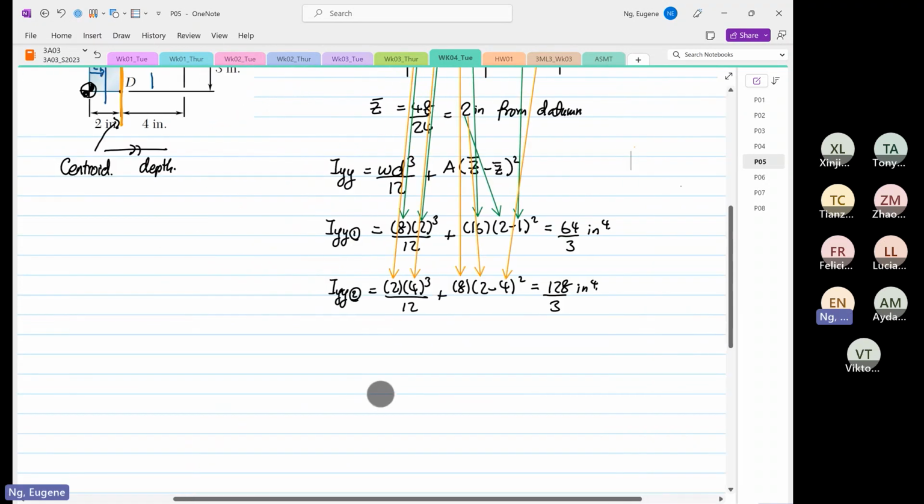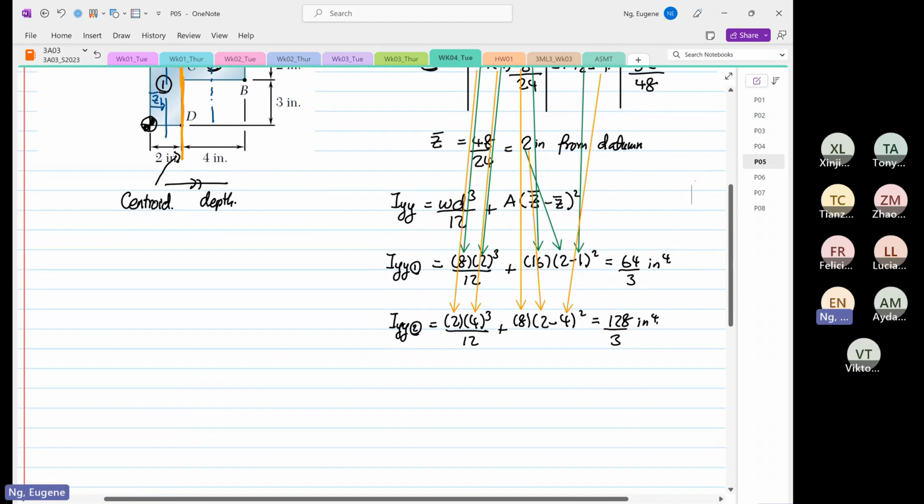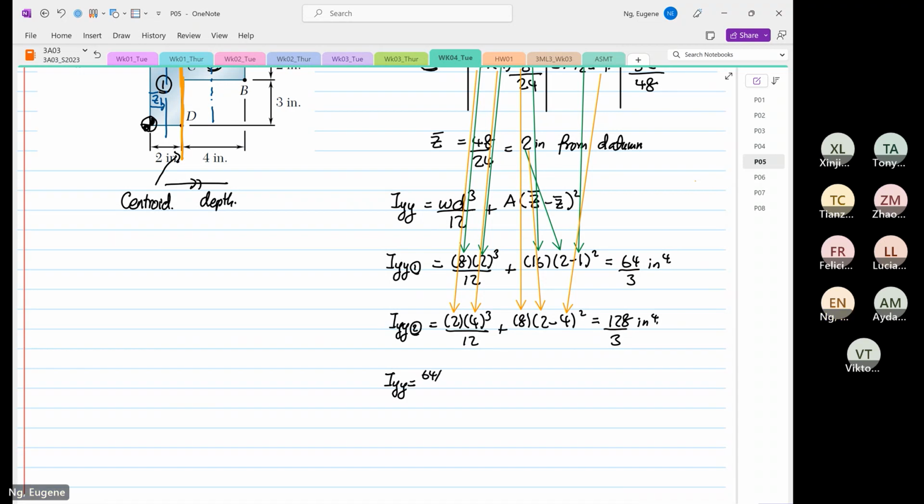you can calculate your IYY. Okay, from here we can calculate IYY. So IYY is equal to 64 over 3 plus 128 over 3. So this is equal to 64 inches to power 4. Okay, so we know that now.